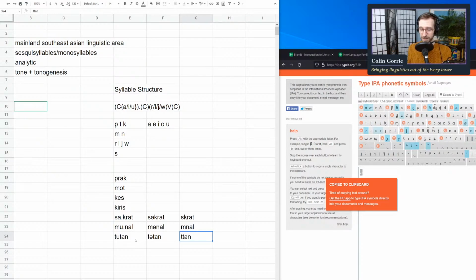And because initial geminates are very, very, very hard to hear, this could be reinterpreted as some kind of tense consonant, maybe like Korean has, which might be the source of high tone at some point. So yeah, these are all things that are sort of always open to us as we go through this.